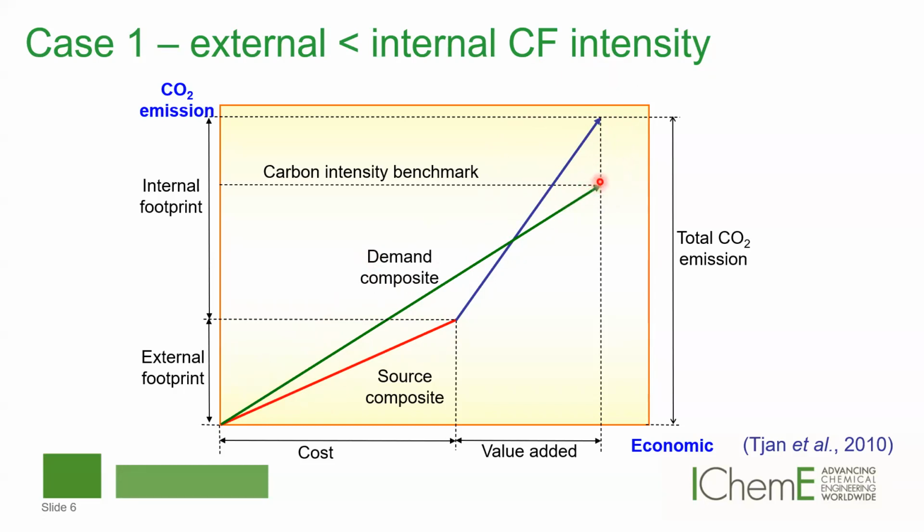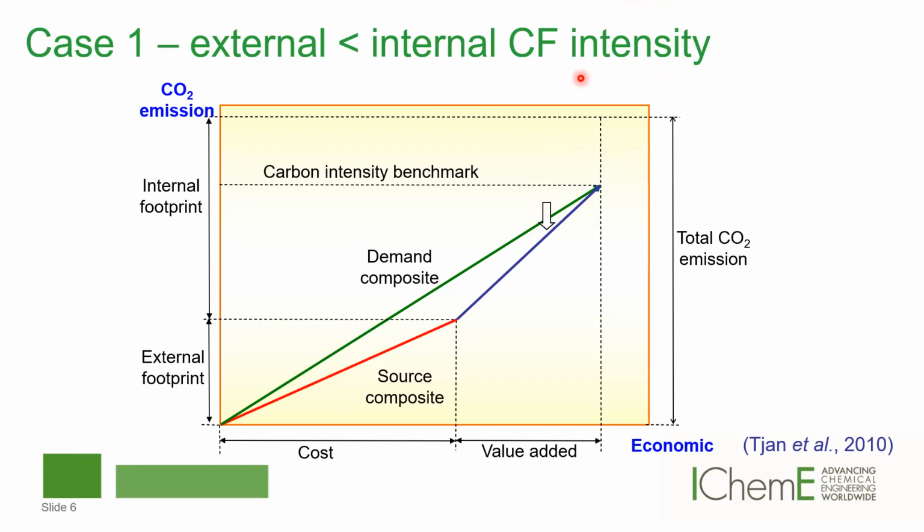Then we need to reduce the slope of the higher footprint segment. So we need to reduce the slope to reduce the carbon footprint intensity. We can do it by doing that. Did you notice we reduce the slope? So that's one way of reducing the CF intensity.